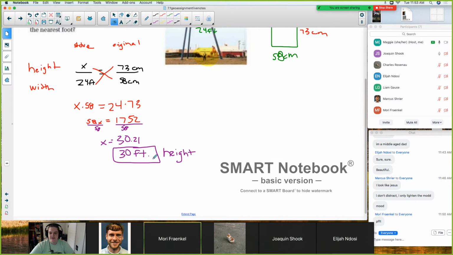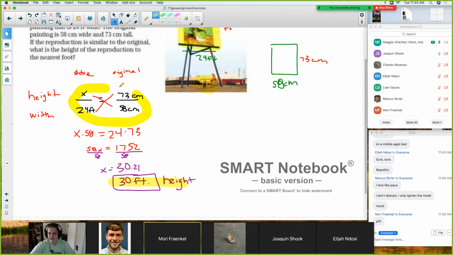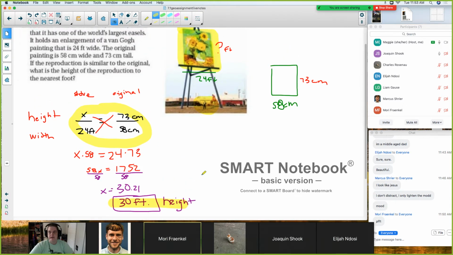Oh, well, the answer is 30 feet. And then I would definitely put the proportion that you use to solve otherwise. I don't know where you got 30 feet from. Excellent question. All right.